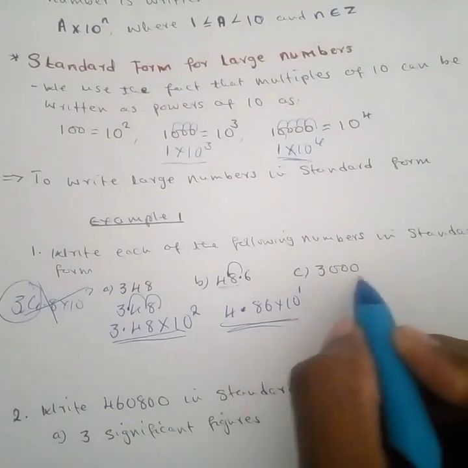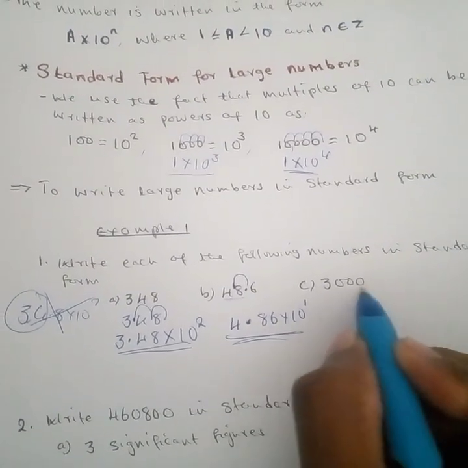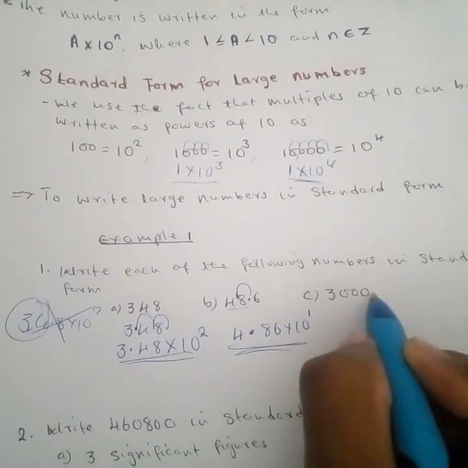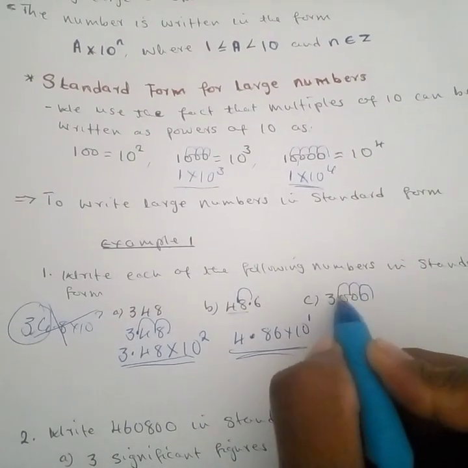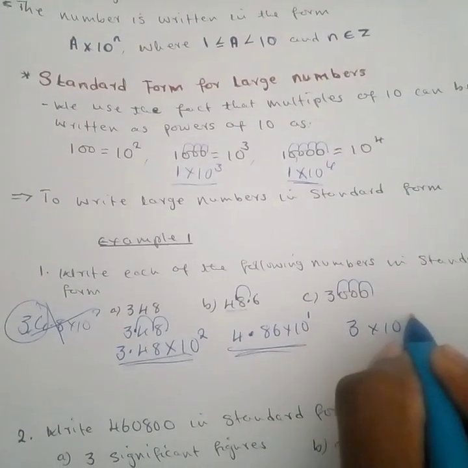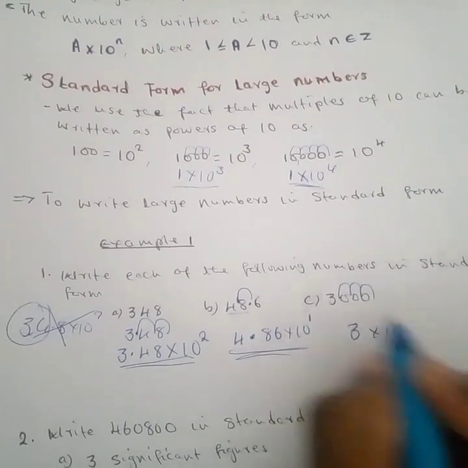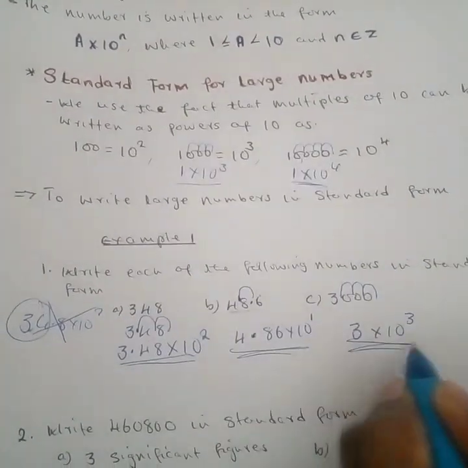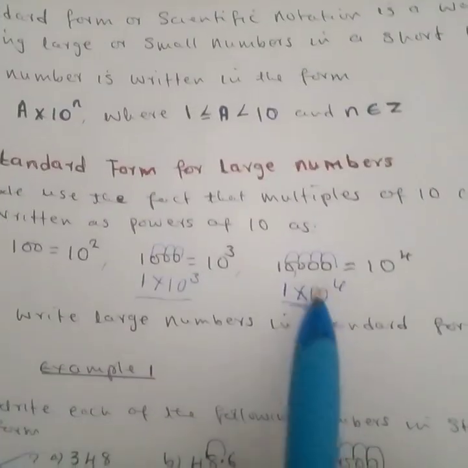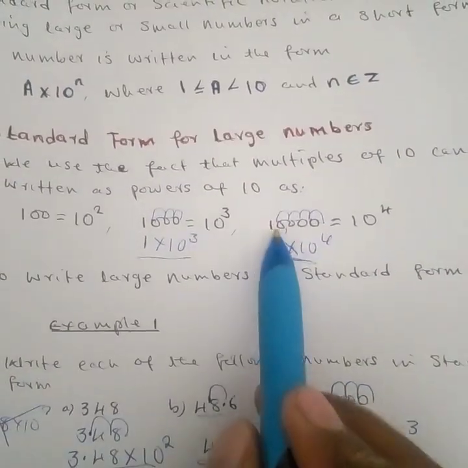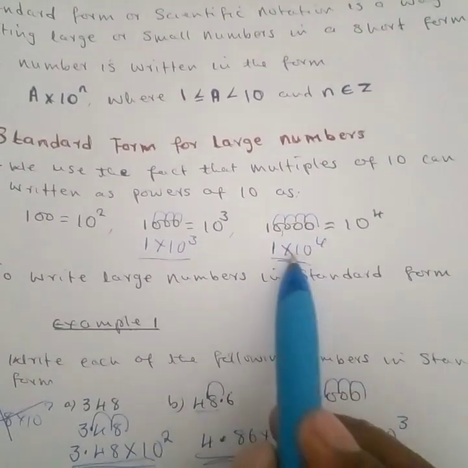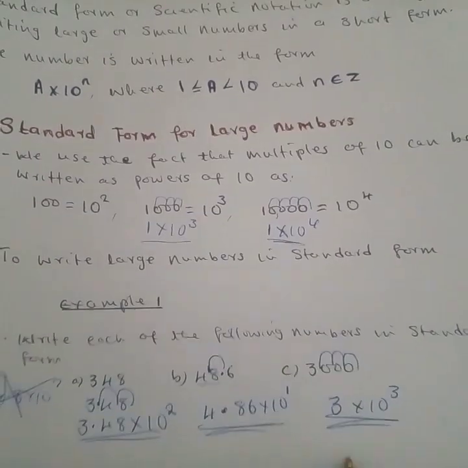3,000. To write this in standard form, we just have to round off to the nearest whole number, which is going to be 1, 2, 3. So it will be 3 times 10 to the power, how many times? 1, 2, 3, to the power 3. Okay, so this is also in standard form. This is the same as 3,000.